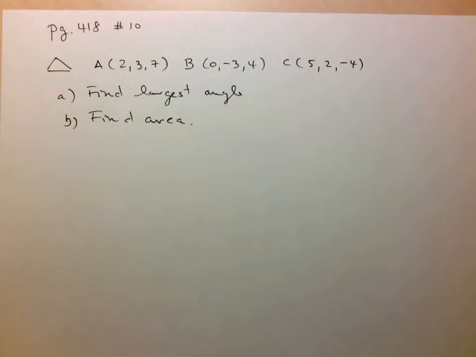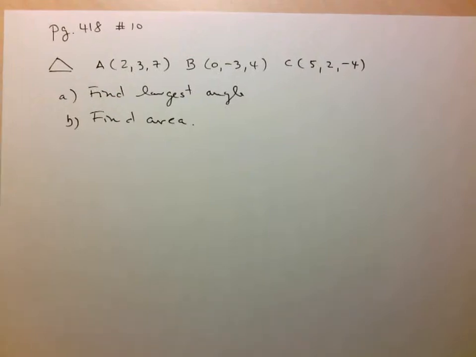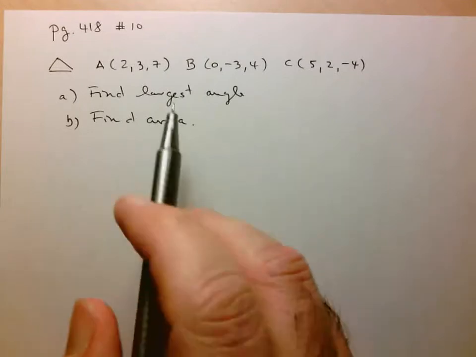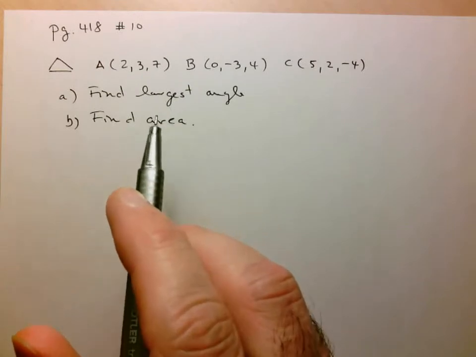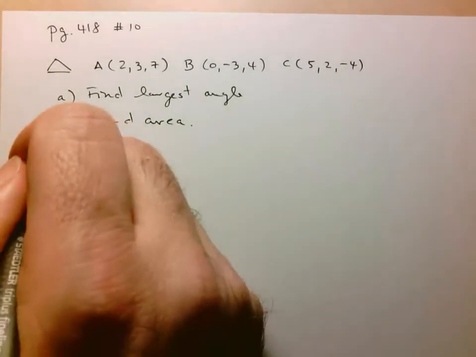Hi folks, we're going to take a look at page 14, number 10 from the unit assignment. So here they give us this triangle with these vertices, and they want us to find the largest angle, and then they want us to find the area of the triangle. So let's start with the angles.